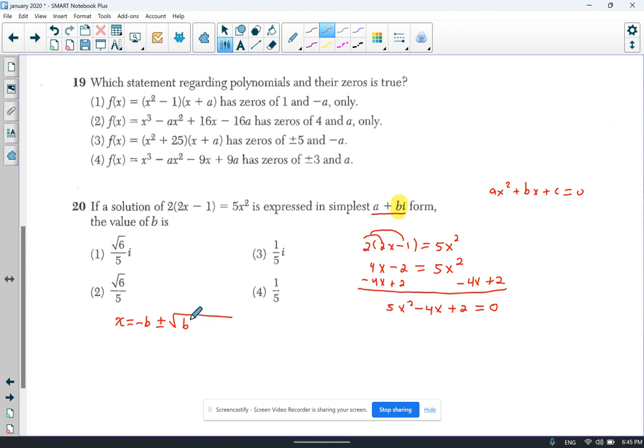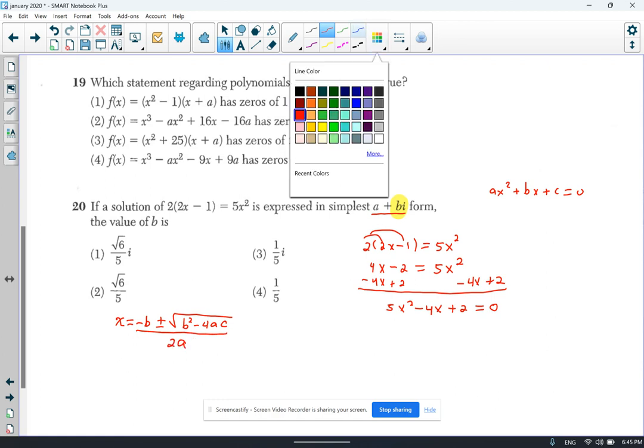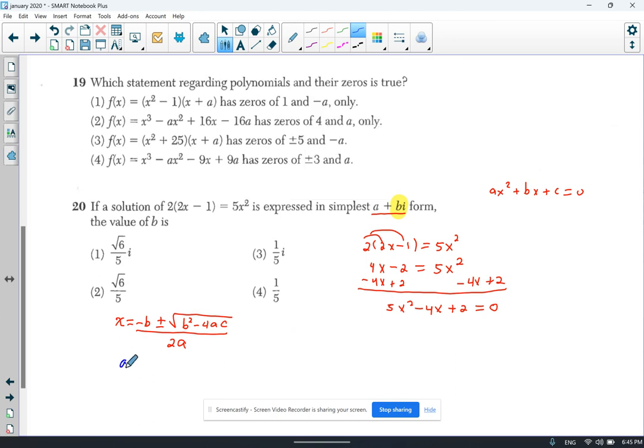Now, although everybody should know the song and know it by heart, if you get nervous on the Regents, they actually give you that formula on the formula sheet, so you could look. You don't have to panic. A in this case is 5. B in this case is -4. And C is 2. Don't confuse this B with the solution B.